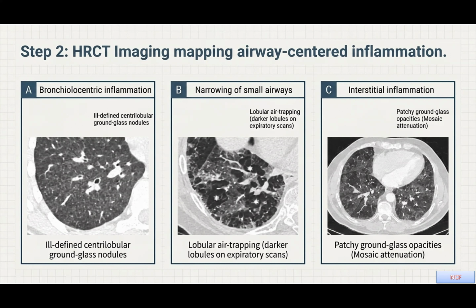So again, talking about the HRCT imaging. In non-fibrotic HP, we look for the airway-centered inflammation, that is bronchiolocentric inflammation, generally as ill-defined centrilobular ground glass nodules. Then we look for lobular air trapping, which is more prominent in the expiratory films, and patchy ground glass opacity, mosaic attenuation.